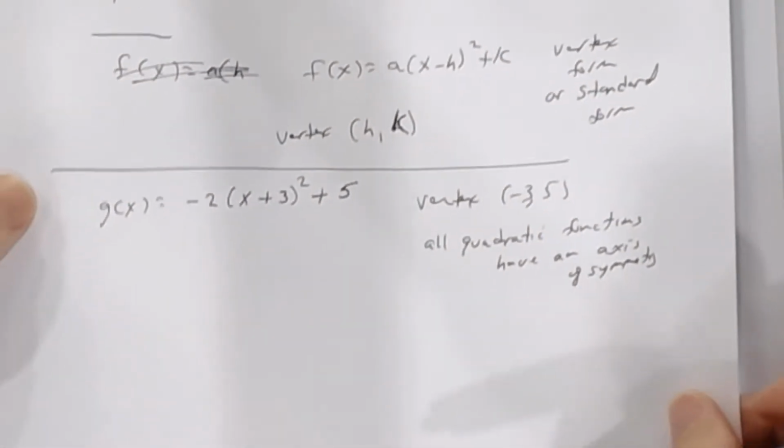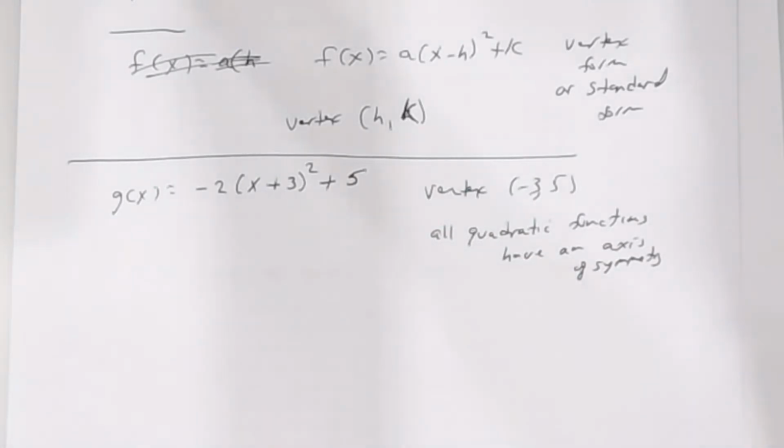I'm going to put this up here. We found the vertex, right? What was the vertex? Negative 3, 5. The axis of symmetry always goes through the vertex. So once you know the vertex, you know the axis of symmetry is always x equals that x-coordinate. What's that x-coordinate? Negative 3.